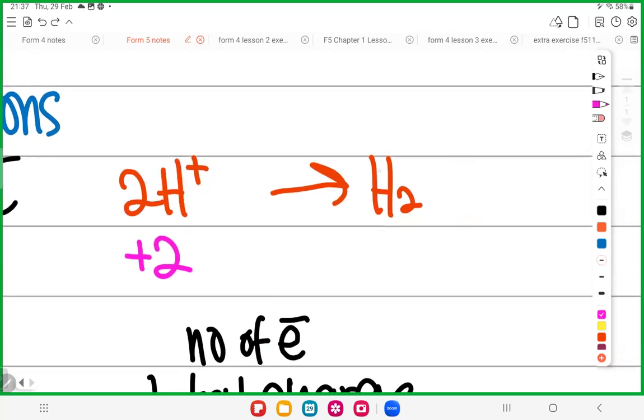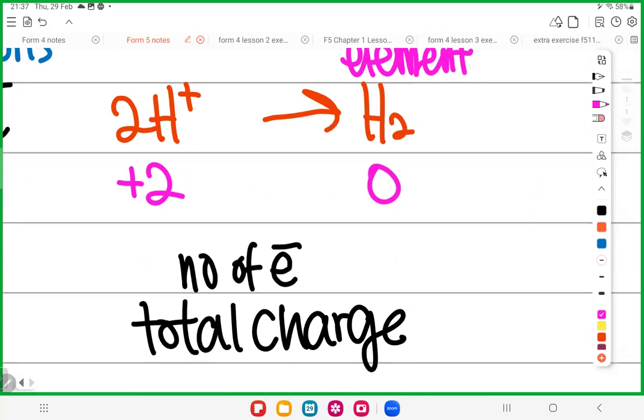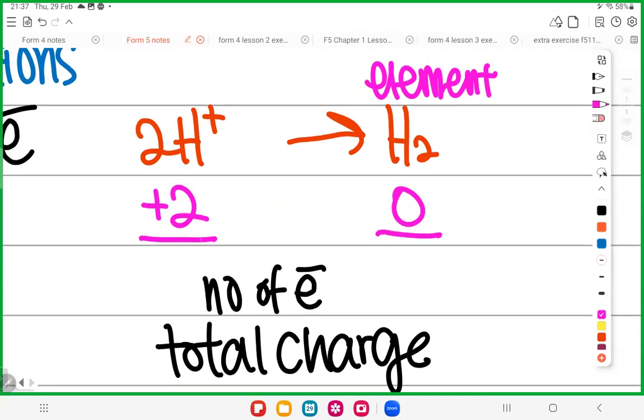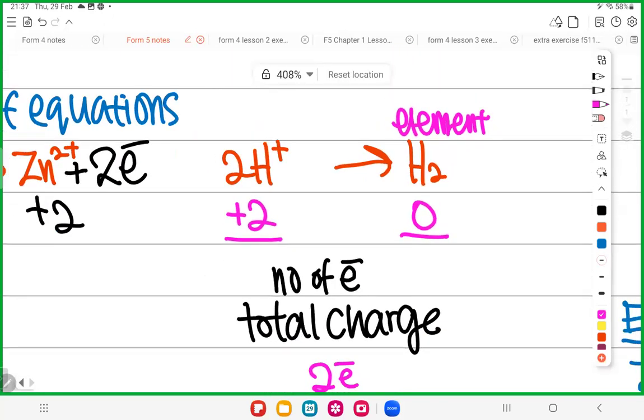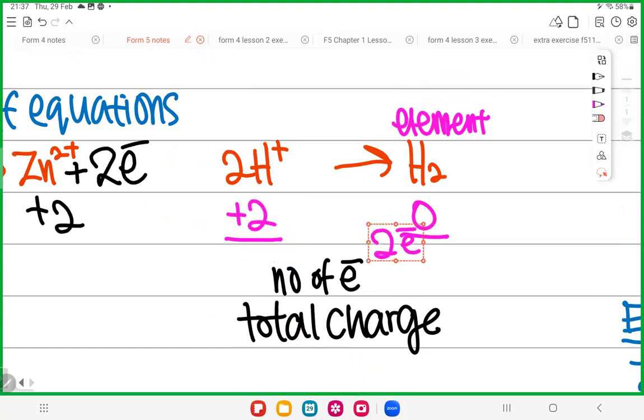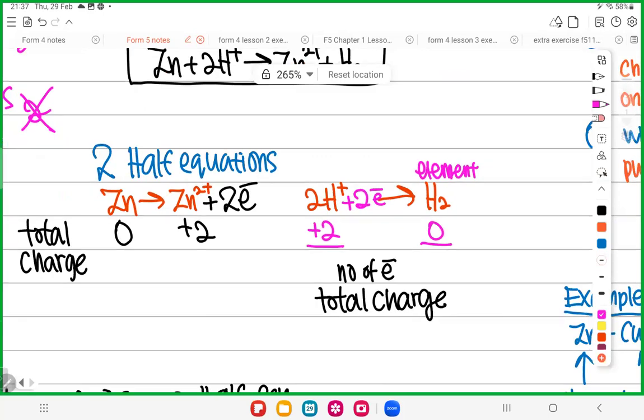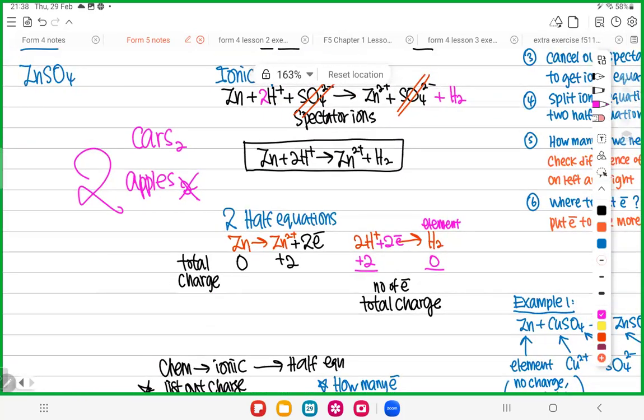Okay? So on the right-hand side, this fella is H come alone, so its element oxidation number is 0. So not oxidation number, sorry, guys. My bad. I'm so sorry. Total charge is 0. Plus 2 on the left, 0 on the right. The difference is 2. So we need 2 electrons. So where to put the 2 electrons? More positive side. Plus 2, 0. Plus 2 is more positive. So put it on the left. Okay? Are you guys okay with this question?